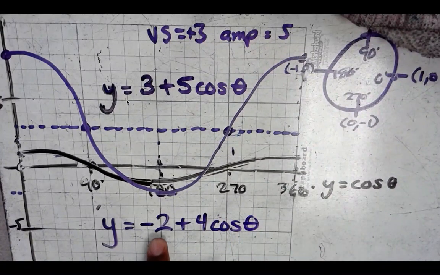Now notice that the number that I'm adding is negative, right? So that should be your vertical shift. And there's your amplitude. So go ahead and graph that.